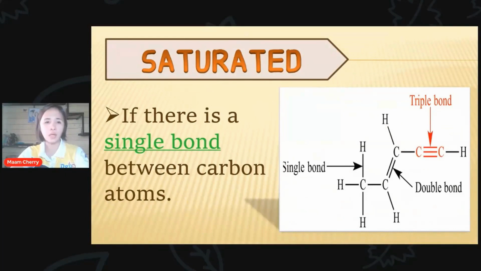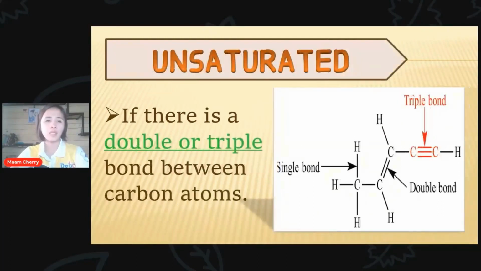Ang tawag po doon sa carbon atoms na iyon ay saturated kapag single bond. Kapag unsaturated naman, if there is a double or triple bond between carbon atoms, may 3 guhit, triple bond. Dito naman, may 2 guhit, C to C, carbon to carbon, double bond. So, unsaturated po ang tawag doon. If there is a double or triple bond between carbon atoms, ang tawag po ay unsaturated. Kapag single bond, saturated.